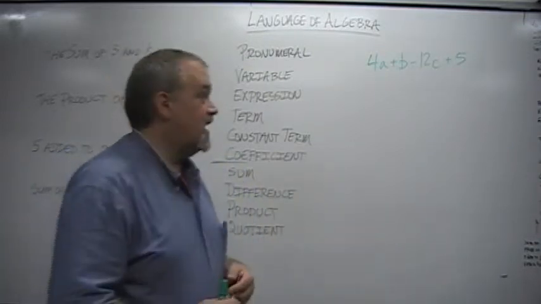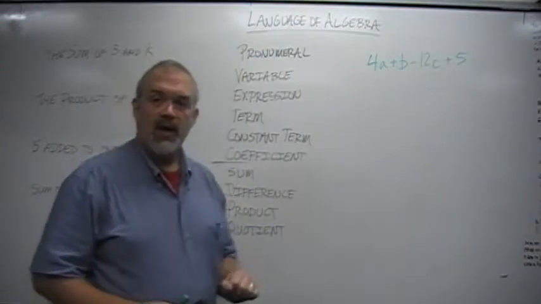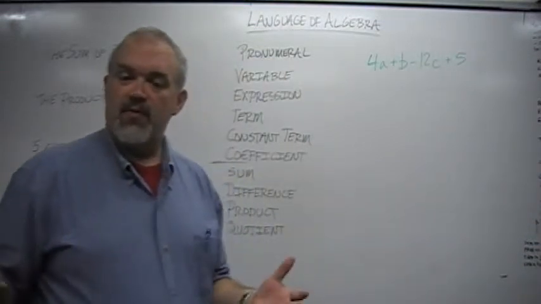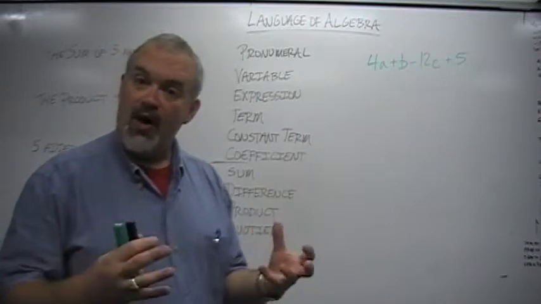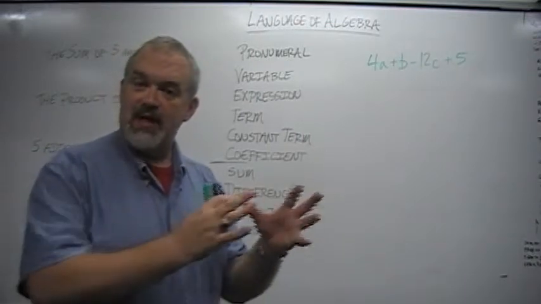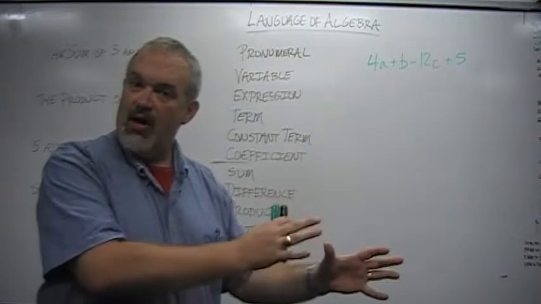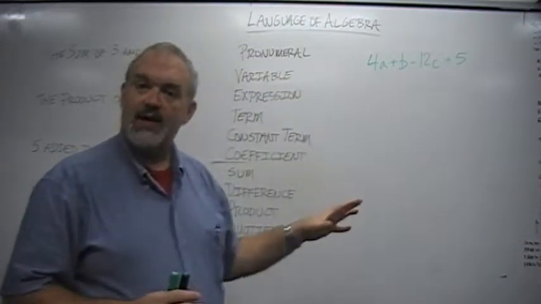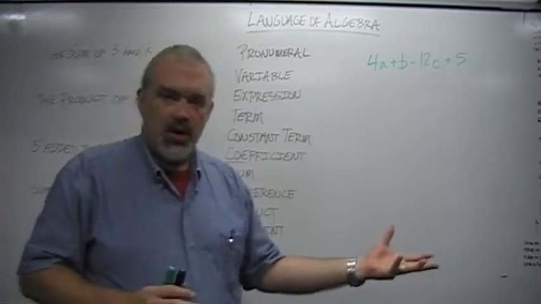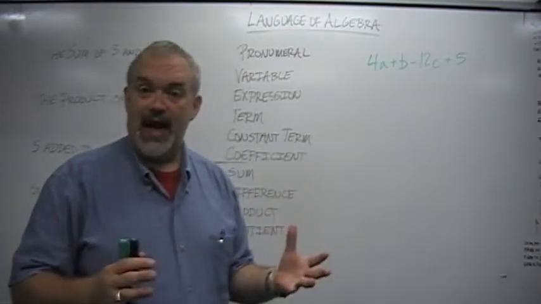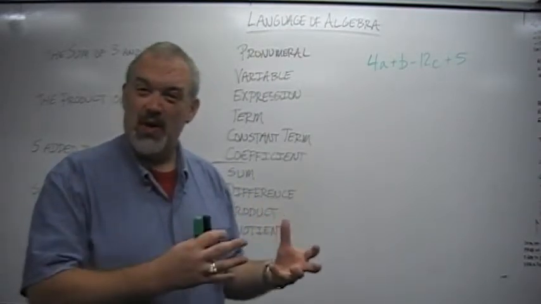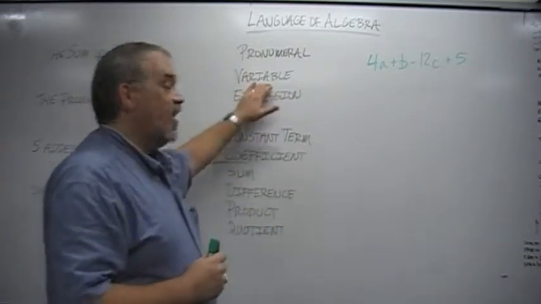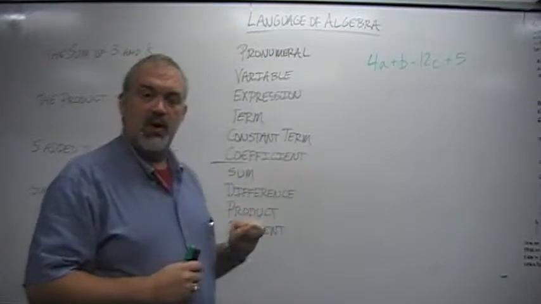The first one is the term pronumeral. Now, pronumeral may be something you're familiar with. If you're familiar from English with the term pronoun, a pronoun is the word that takes the place of a noun. A pronumeral is a letter that takes the place of a number. Now, we use those quite frequently in algebra just to help us along with our process, which you'll understand as we go along.